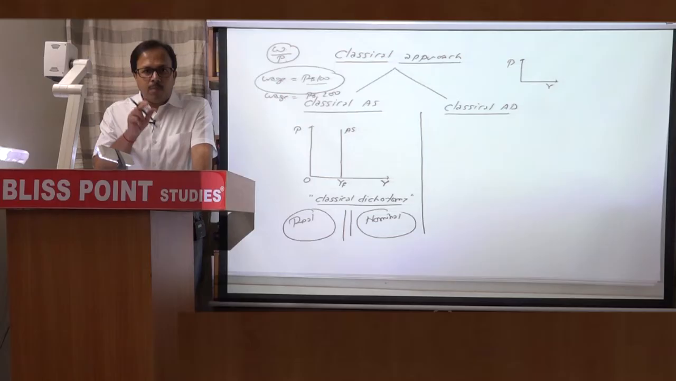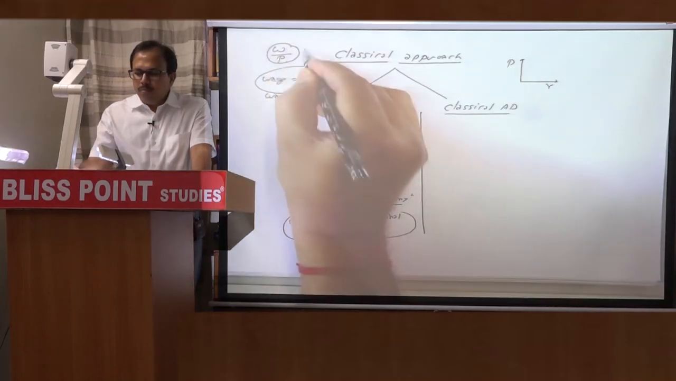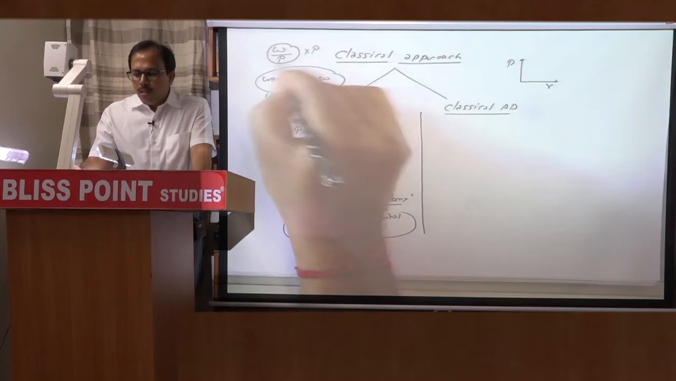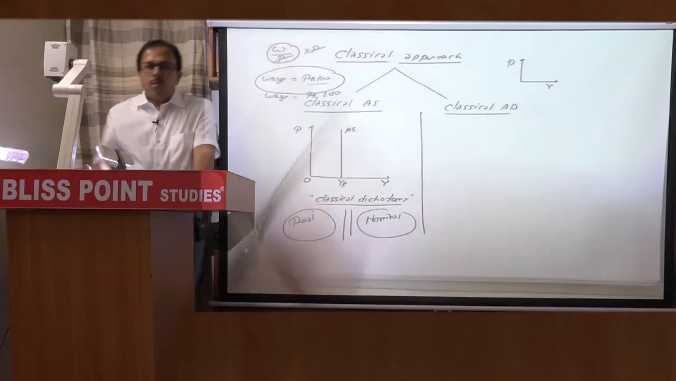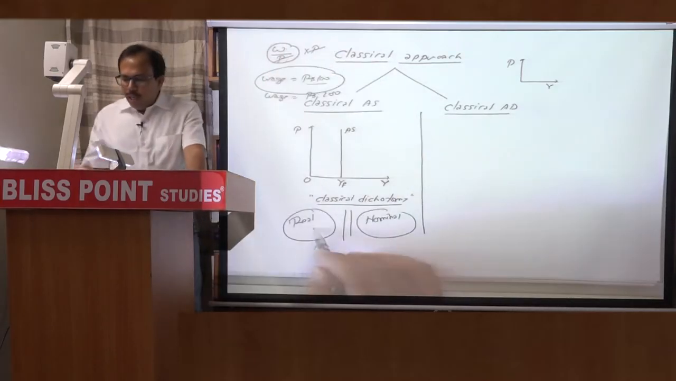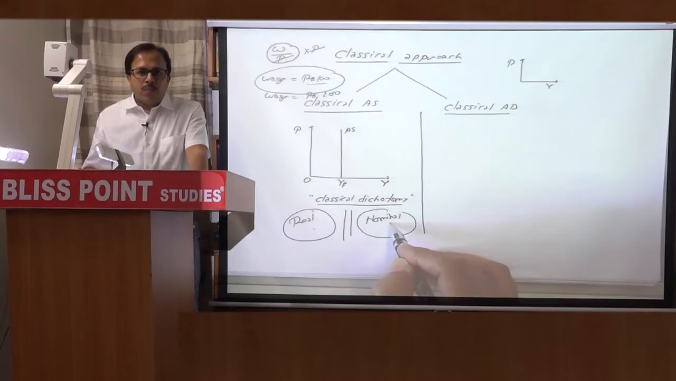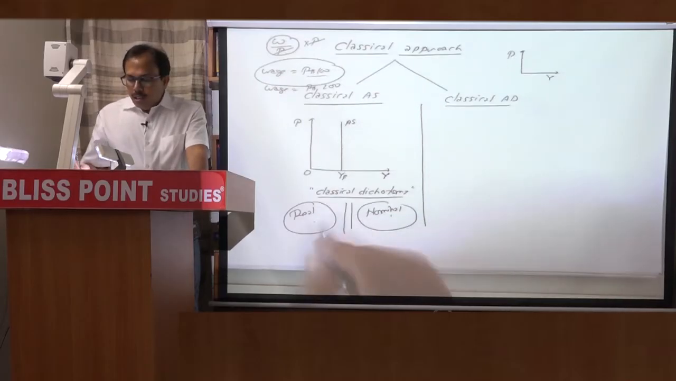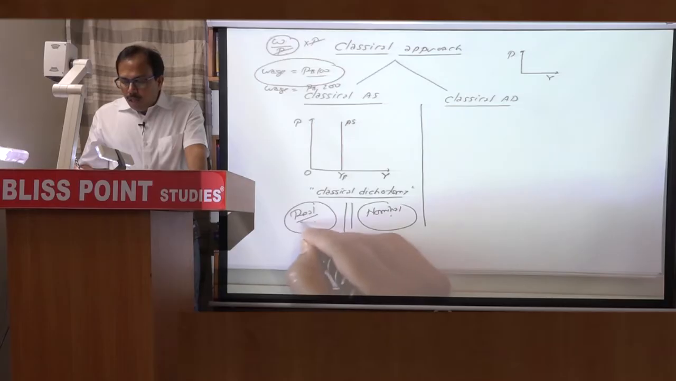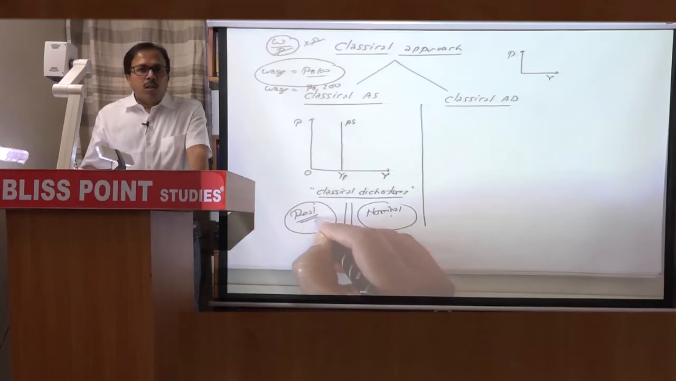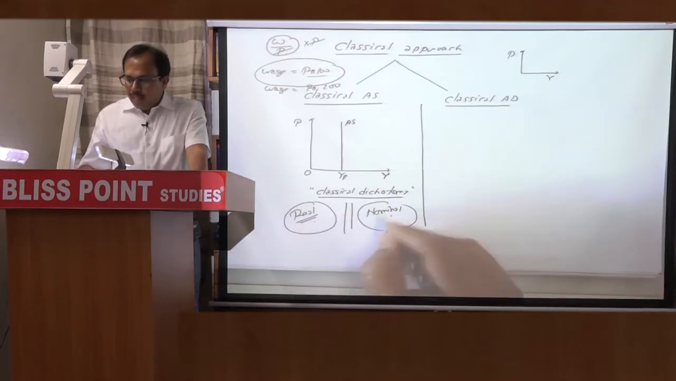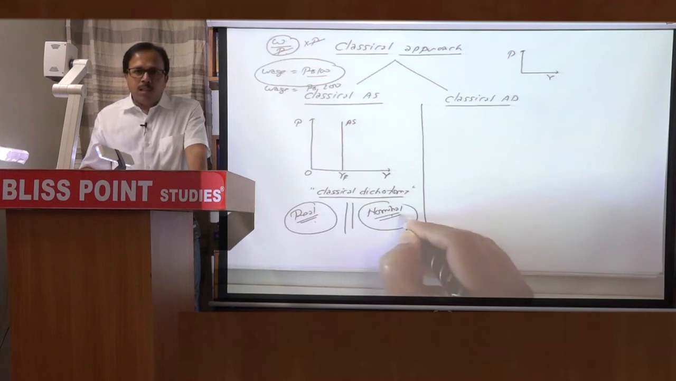Nominal divided by price is real, and real multiplied by price will become nominal. So if this is real, and I multiply by price, then it will become nominal. So real and nominal are separate, which means a change in a real variable will occur due to a change in real factors, and a change in a nominal variable will occur due to a change in nominal factors.